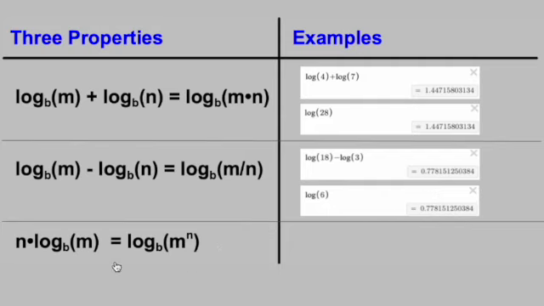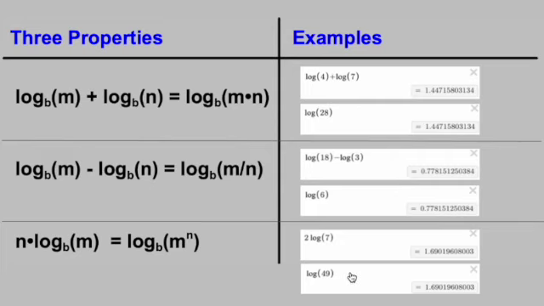Finally, this one has to do with powers. Here we have n times log base b of m. And you'll notice what happens is that the power moves into the log itself, and we have m to the power of n. Here's an example using numbers of how that might look. If we had 2 log 7, it would make sense that if we took that 2 and moved it here as a power, 7 squared is 49, log 49. What do you notice? They're the exact same answers.